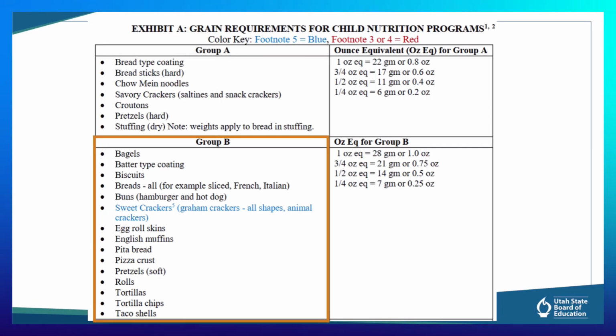As an example, let's look at Group B. Group B includes bagels, biscuits, breads, hamburger and hot dog buns, English muffins, and many others. This is an easy group to credit because if you look at Exhibit A, 1 ounce in weight of any of these items also credits as 1 ounce equivalent of grain.